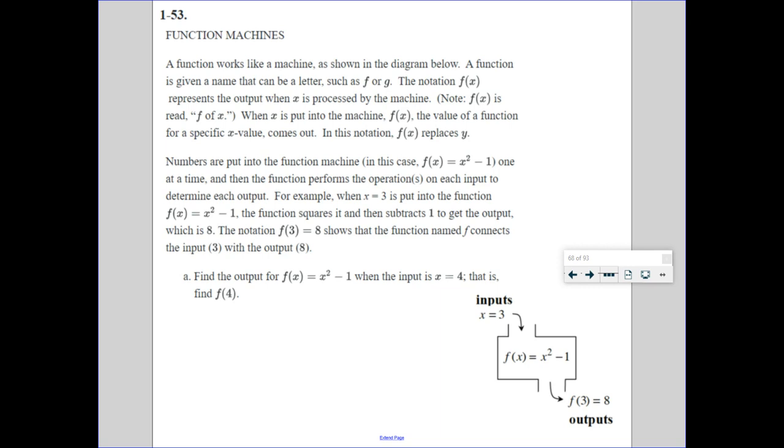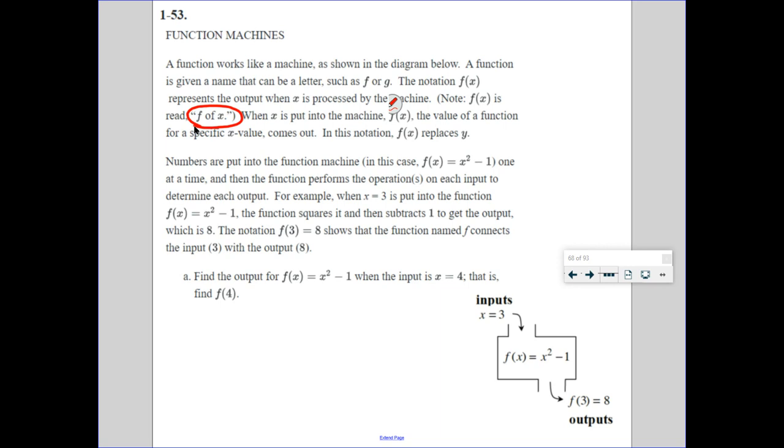153, function machines. A function works like a machine, as shown in the diagram below, this diagram right here in the bottom right corner. A function is given a name that can be a letter, such as f or g. F as in function, g as in graph, but it can really be anything, okay? The notation f parentheses x represents the output when x is processed by the machine. Now, this is how it's read. Listen carefully. This f parentheses x is read as f of x, like the function of x.